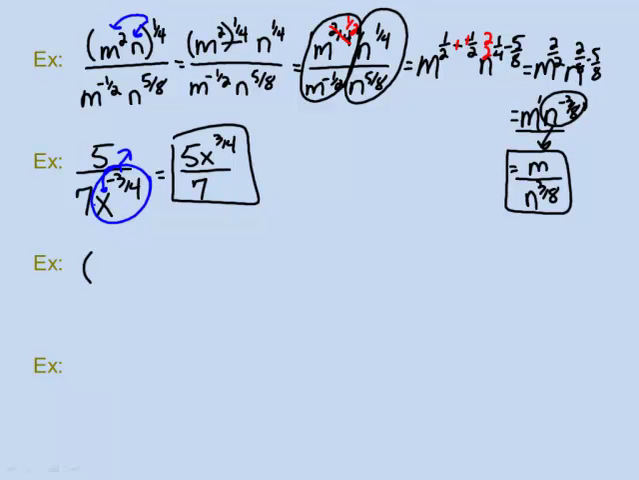What about this problem? Quantity x cubed y squared raised to the 1/4 power divided by x to the negative 5th, y to the negative 1st, all raised to the negative 1/2 power.